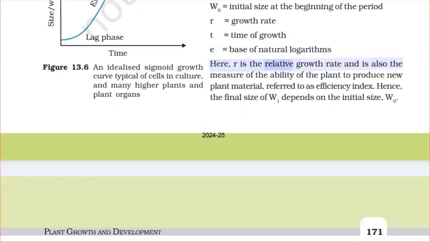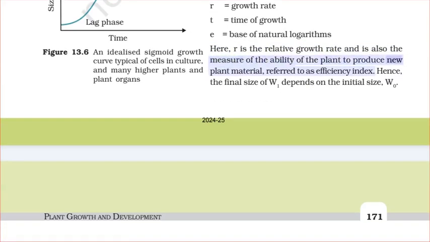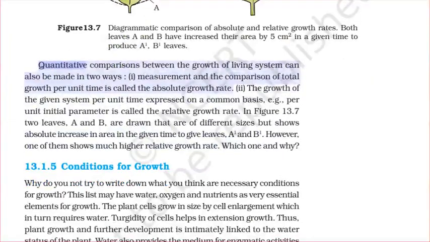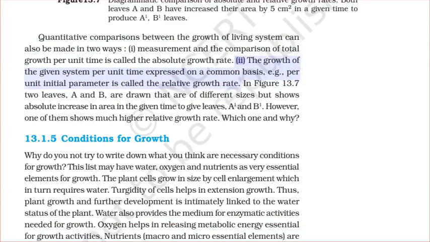Here, r is the relative growth rate and is also the measure of the ability of the plant to produce new plant material, referred to as efficiency index. Hence, the final size of W1 depends on the initial size, W0. Quantitative comparisons between the growth of living systems can also be made in 2 ways. 1. A measurement and the comparison of total growth per unit time is called the absolute growth rate. 2. The growth of the given system per unit time expressed on a common basis, e.g. per unit initial parameter, is called the relative growth rate.